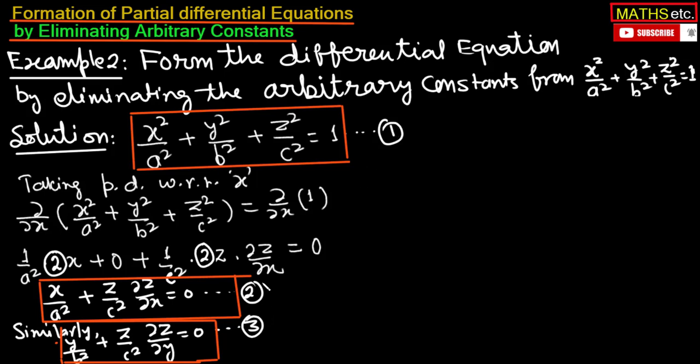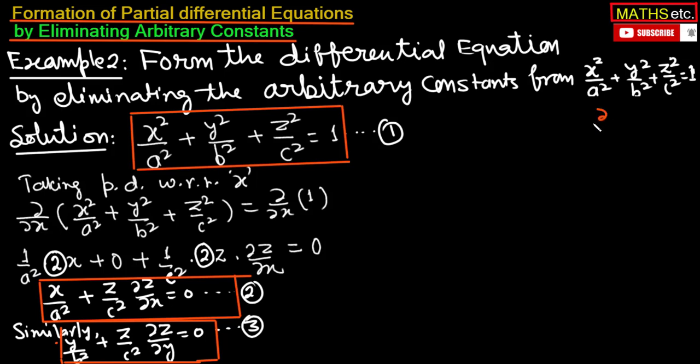So we have got equation number 1, equation number 2, equation number 3, but we have three arbitrary constants, and we know that to eliminate these three arbitrary constants, we need four equations. So we need one more equation. So to find the fourth equation, we will take second order partial derivative. Okay, now we have three second order partial derivatives.